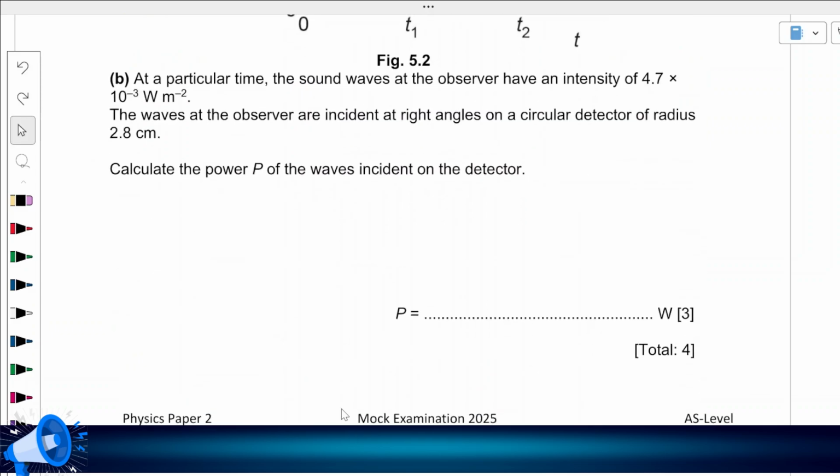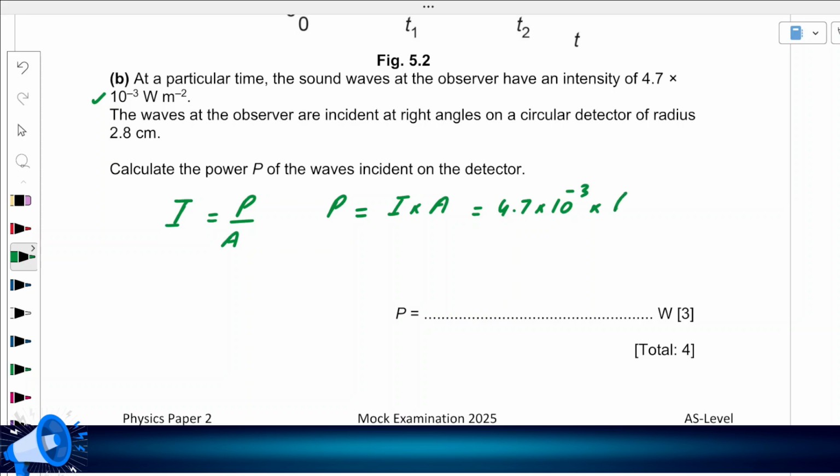Okay, let's move on to the next one, the power of the incident wave. The intensity is given and the radius is given. The formula of the intensity is intensity equals power over area, so power equals intensity times area. Intensity is 4.7 into 10 to the power minus 3. Area of cross section would be pi r square. The radius is 2.8 centimeters, so it is 0.028 meters.